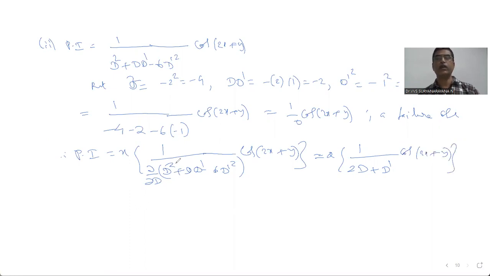Okay. So the derivative of D square is 2D. The derivative of D dash with respect to D is simply D dash, and this is entirely constant with respect to D, because there is no D here. Now again, unless we get D square, D dash square, we cannot substitute. So as per the procedure, multiply with 2D minus D dash and divide with the same 2D minus D dash. Already 2D plus D dash is there in the denominator.